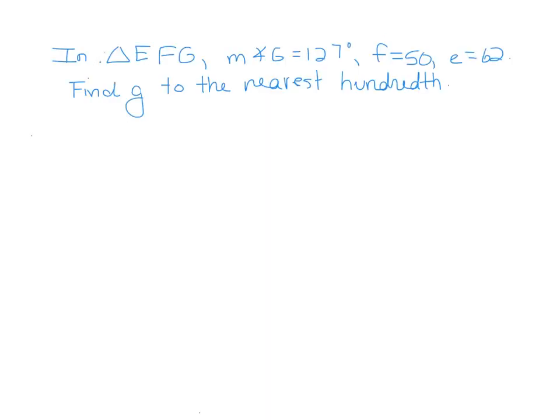So here's our next example, and you will see with this information that I'm not going to be able to use the law of sines, and we'll be using our second law, which is the law of cosines. So in this triangle, I have EFG. I have that G is 127. I have side F is 50, and I have that side E is 62. I want to find side G.